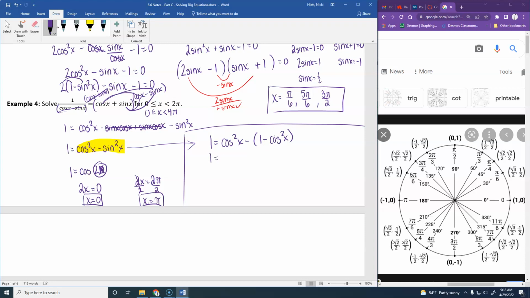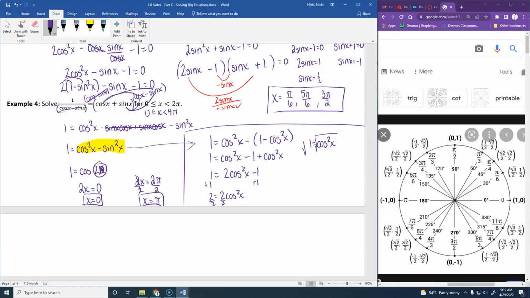So that would be cosine squared x minus 1 plus cosine squared x, which would give us 2 cosine squared x minus 1. We could add our 1. So we get 2 equals 2 cosine squared x, divided by 2, 1 equals cosine squared x.